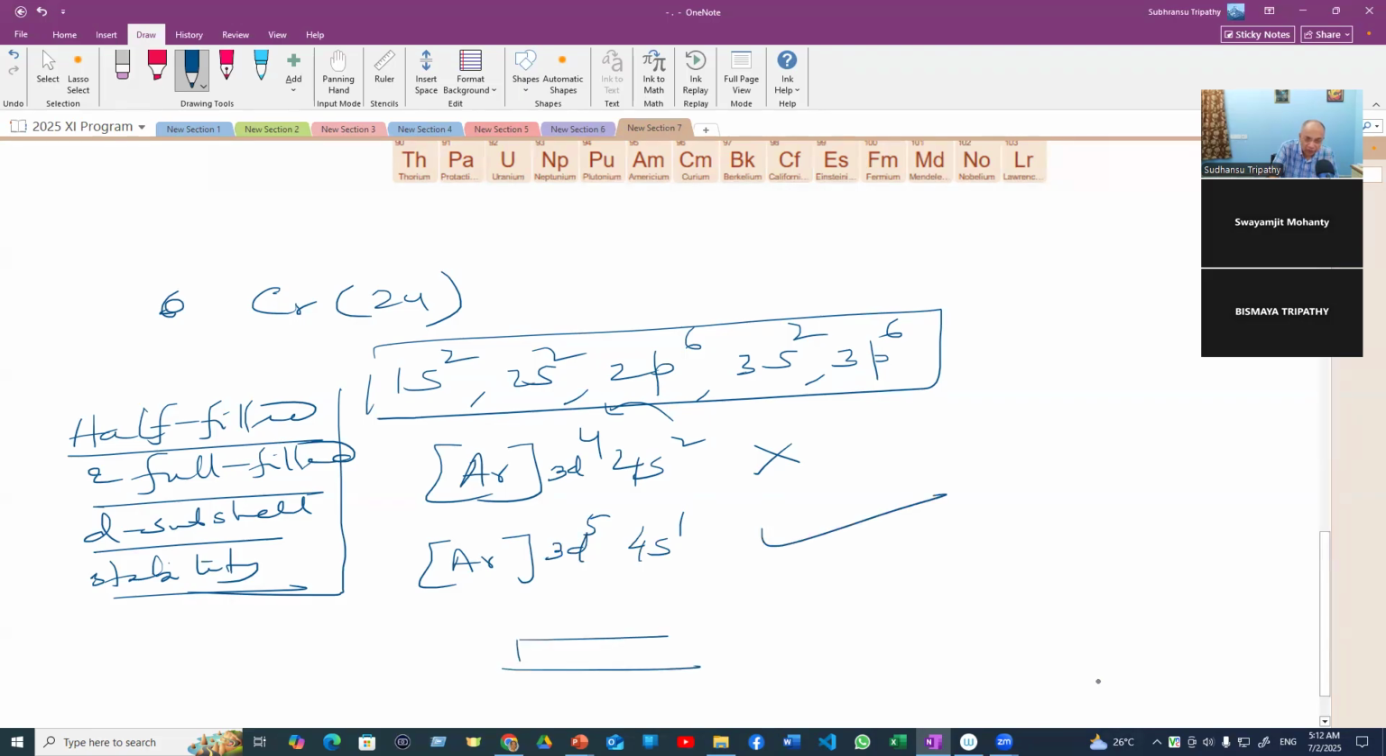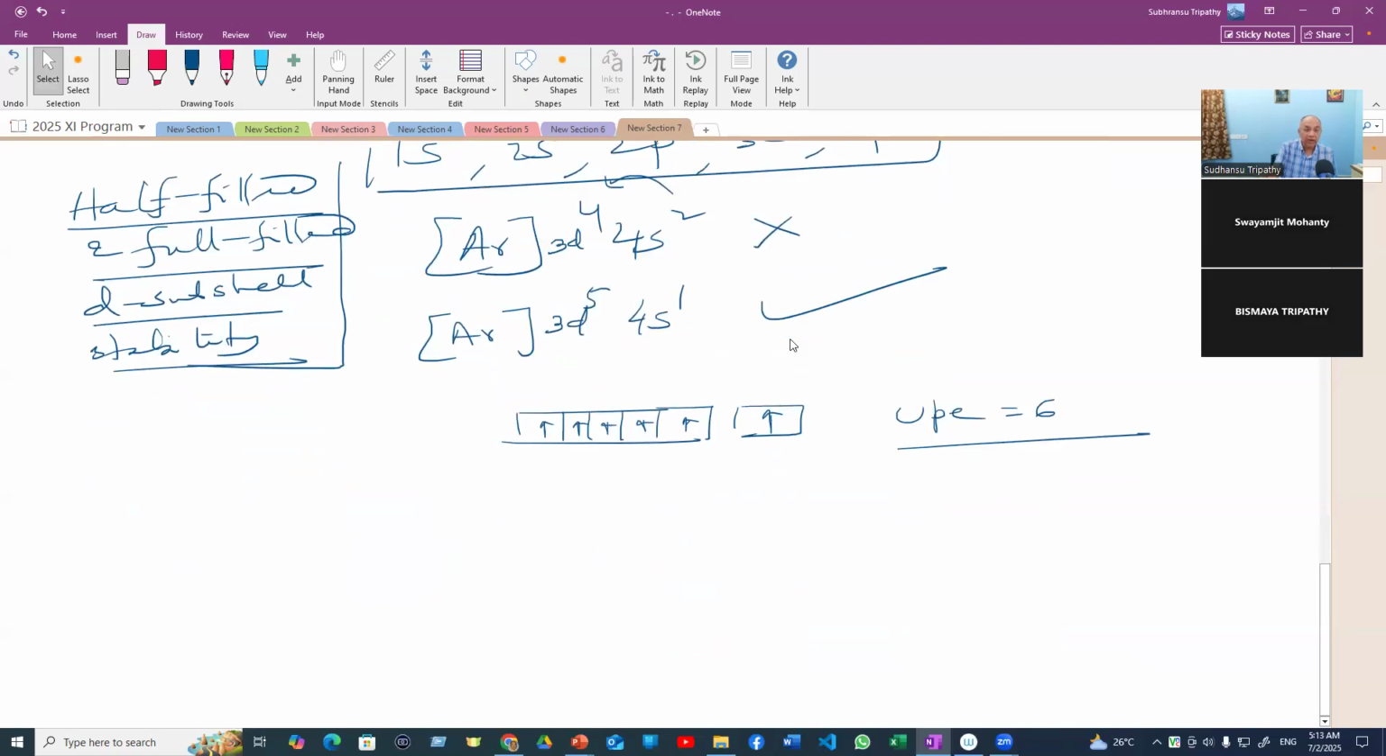And if you draw the box diagram, you'll find a large number of unpaired electrons. Hund, Hund, Hund, Hund, Hund, and here also Hund. Pauli will never come. So in chromium, there are 6 unpaired electrons. So for transition metals, we will not write lone pairs. In fact, there is no lone pair here. 4s has become 1. But we will not write lone pairs. Lone pairs are written for normal elements, not transition elements.